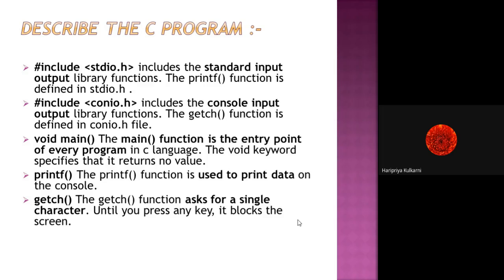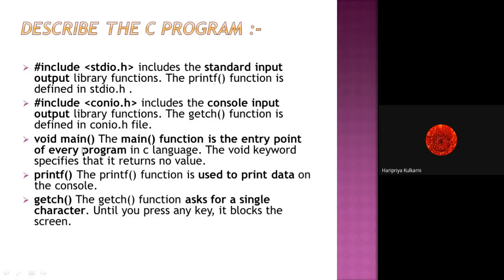Now, whatever description I have given you, let us have a revision of it. So hash include stdio.h will include the standard input output library functions. The printf function is defined in stdio.h, and therefore we have written this line. The next line was hash include conio.h. It will include the console input output library functions. So the getch function is defined in conio.h. Therefore, we have included this line.